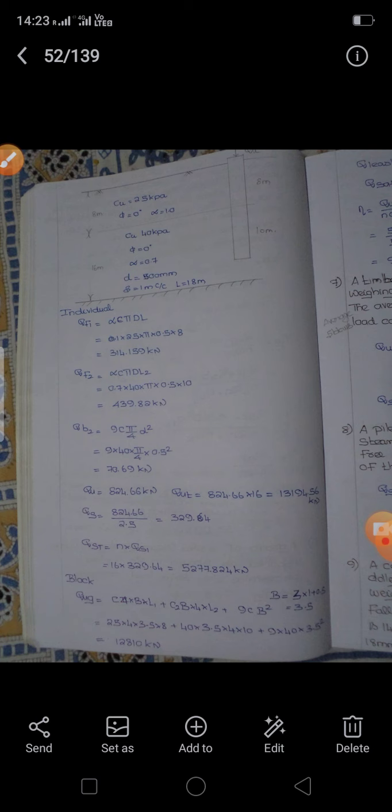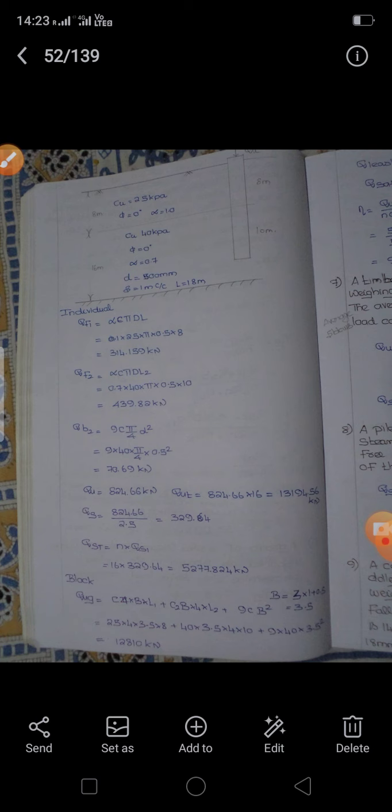Now, QU will be equal to the summation of all, that will come out to be 824.66 kilonewton, and Q total will be equal to the number of piles, 16, so multiplying by 16, the value will come out to be 313,914.56. Then QS will be equal to QU 824.66 divided by 2.5, then the safe bearing capacity will be equal to 329.64. Now, the number of piles is 16, the value of one single pile is 329, then QST will be equal to 527.824 kilonewton.